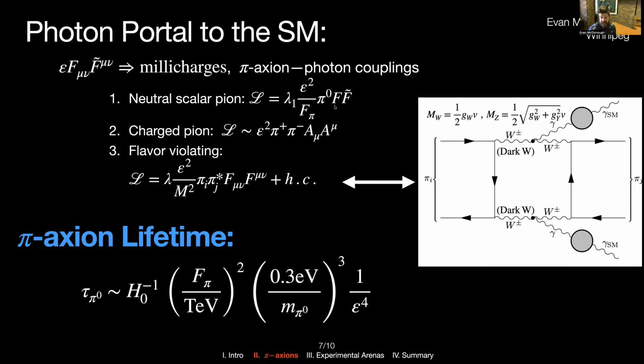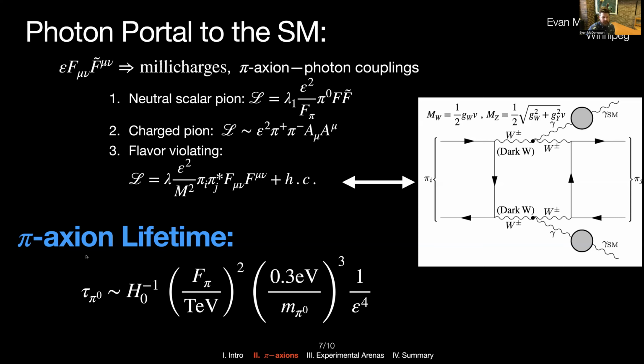And in contrast with the axion, it comes with epsilon squared. That's encoding the millicharge. I also have the standard interaction from scalar QED, where pi plus minus is a charged pion, and this is simply describing the charge of the charged pion. And then from integrating out the dark electroweak sector, I also have flavor violating interactions which couple pions to the photon.